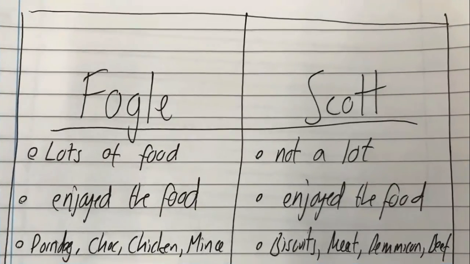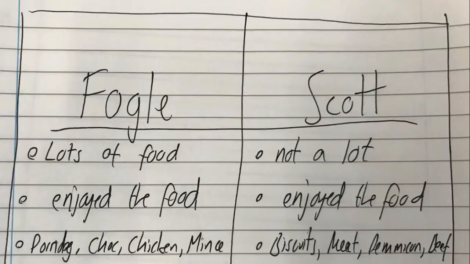Okay, so maybe if you're in the exam and you're just with a pen, you could do, excuse my messiness, you could just do this on a little bit of the exam paper. So all I've done is put one extract on one side, Fogle on the left, Scott on the right, and just the main point. So Fogle, lots of food, Scott, not a lot. Fogle enjoyed the food, Scott enjoyed the food.